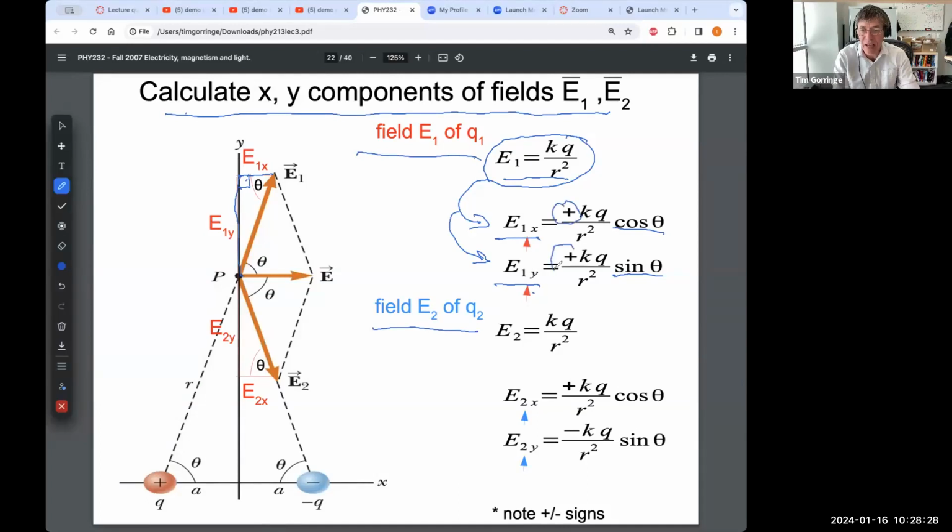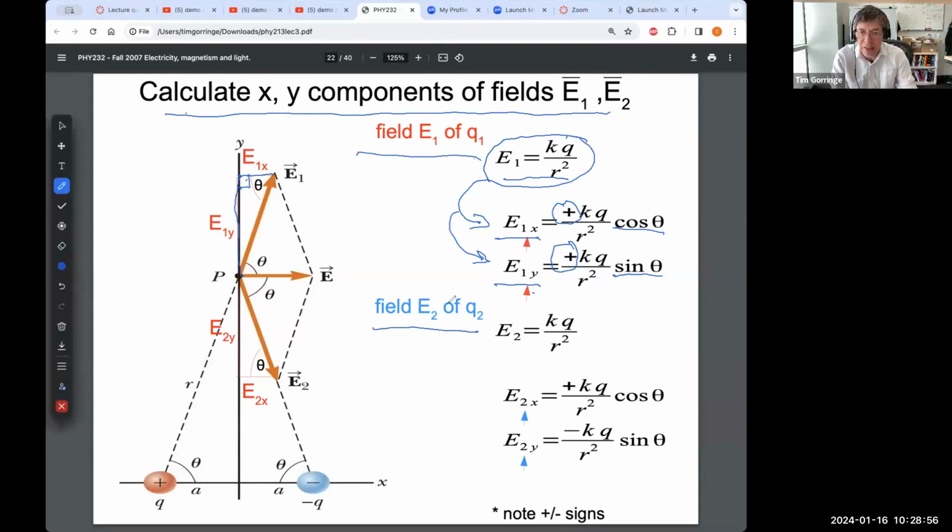I'm going to use the sketch to guide me on the signs. Look, this vector here has a positive x component. It points towards the right. This vector E1 also has a positive y component because it's pointing up. So I put in a plus sign here, and a plus sign here by hand, because from the sketch I knew that E1 has a positive x component and a positive y component.